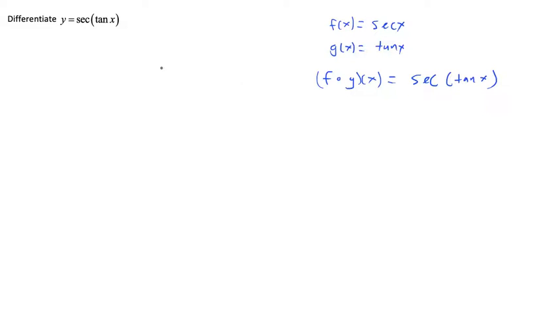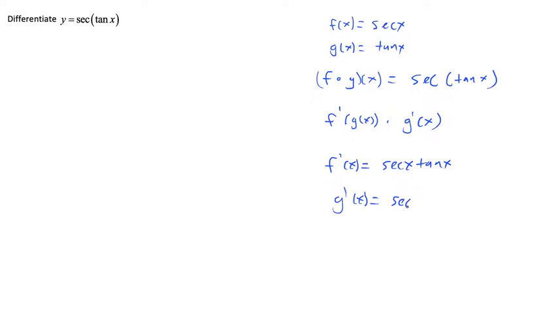Okay, so how do we find then the derivative of this guy using the chain rule? Well, remember we take f prime, evaluate it at g of x, but then we have to multiply that by g prime of x. Okay, so in this case, what do we got? Well, what is the derivative of secant of x? Let's just write on the side here. So f prime of x, the derivative of secant is secant of x, tangent of x. And g prime, the derivative of tangent is secant squared of x, okay?